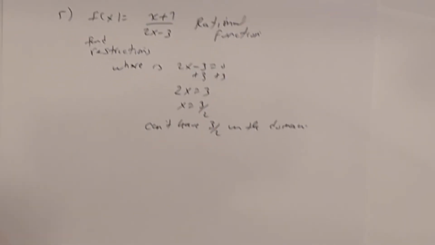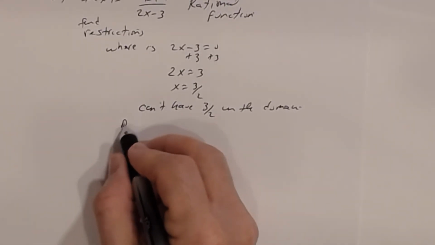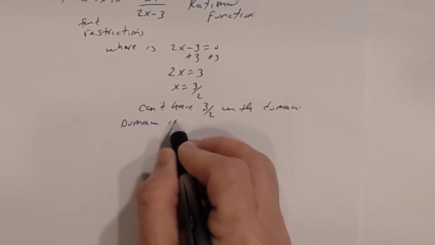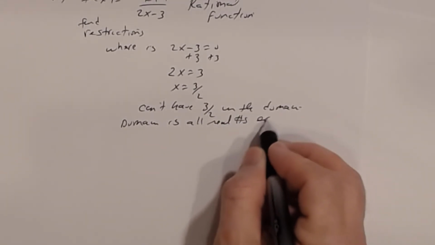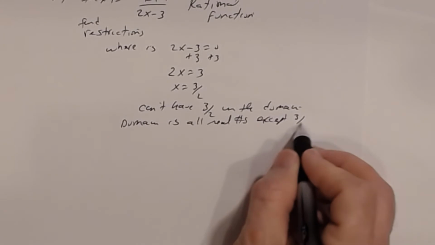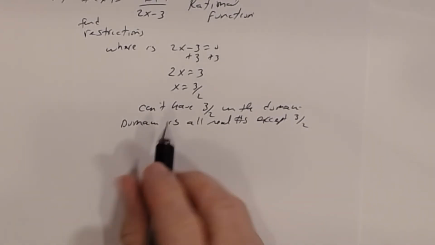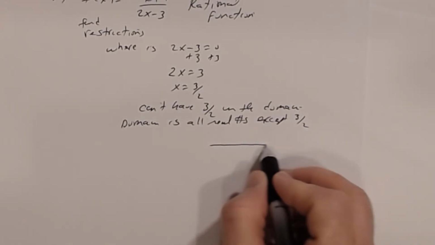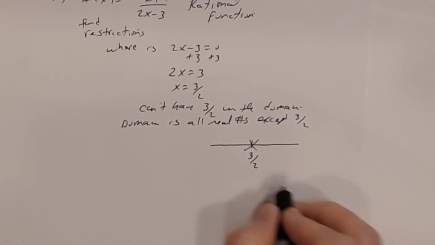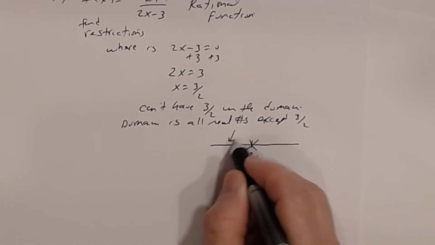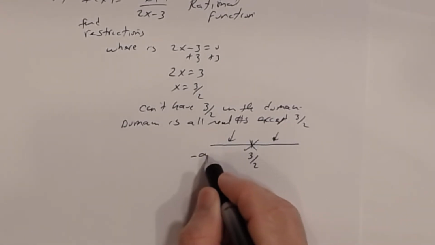So basically, your domain in words is all real numbers except 3 halves. But remember, you want to write this as an interval. So think of this on the number line, put 3 halves on the number line, and then cross it out. So when I cross it out, I have two intervals. So you go from negative infinity to 3 halves.